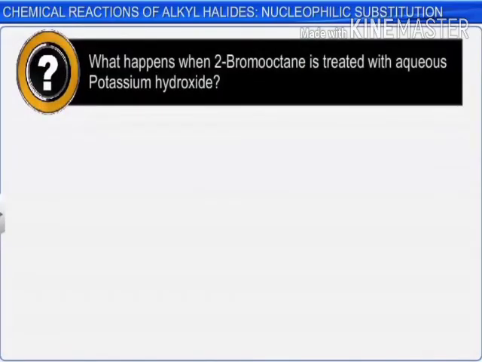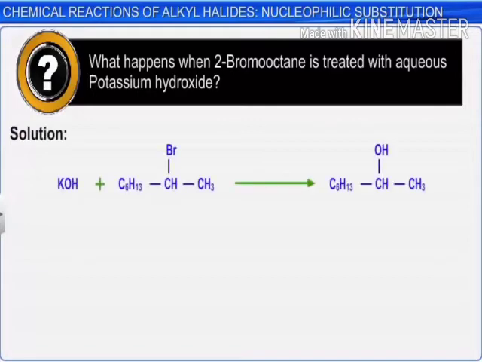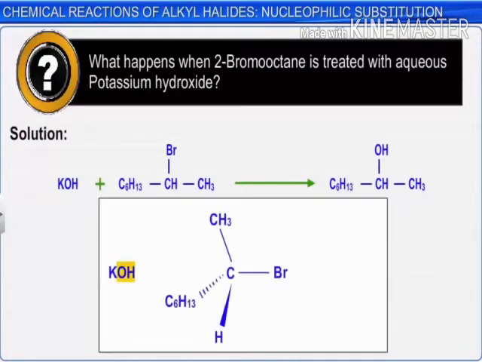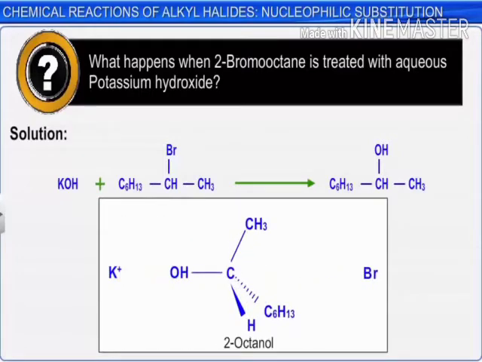Let's apply our knowledge of nucleophilic substitution reactions to a couple of problems. Try to answer them on your own before checking the solutions. What happens when 2-bromo-octane is treated with aqueous potassium hydroxide? Start by writing out the reactants. The hydroxide ion is the nucleophile. See how it approaches the carbon atom from behind. Notice the inversion of configuration as the hydroxide ion pushes the bromide ion out to make 2-octanol.